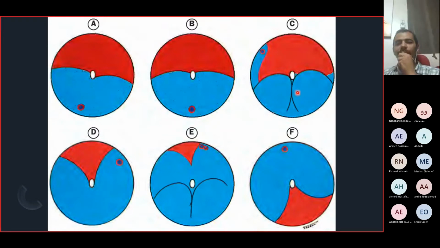So whenever you find inferior bullous detachment, always look for the break above the horizontal meridian. Look for it up. Okay?